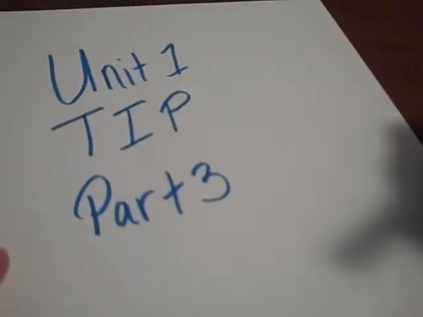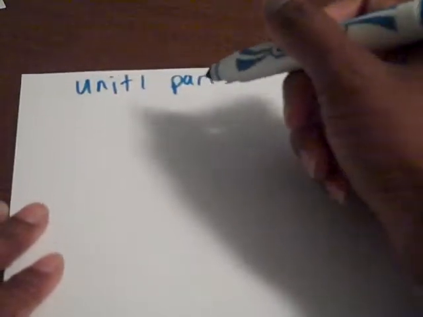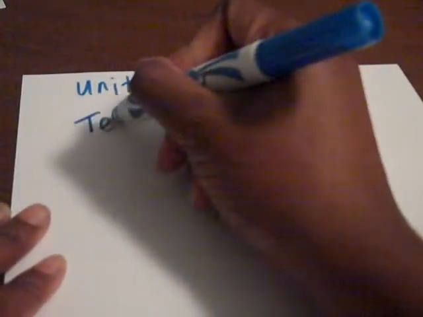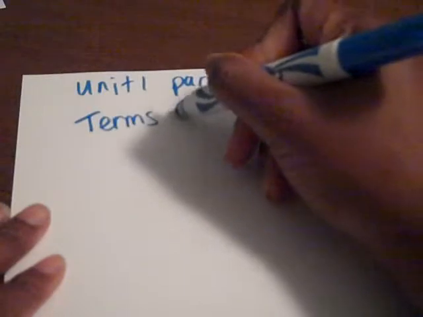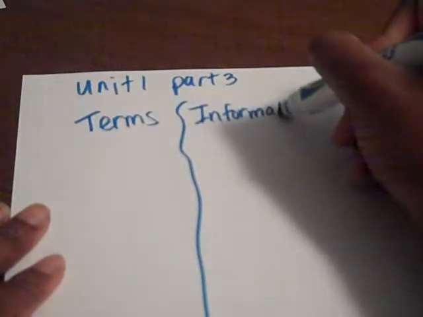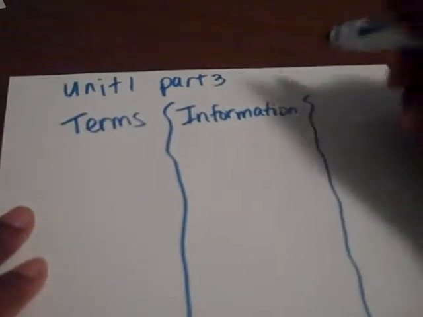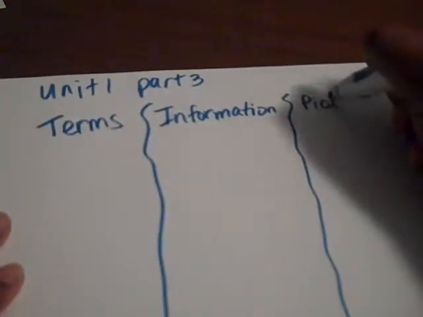Unit 1, Tip Part 3. Again, you want to set up your paper with the 3 columns. The first column is for your term. The second column is for your information. And the third column is for your picture.